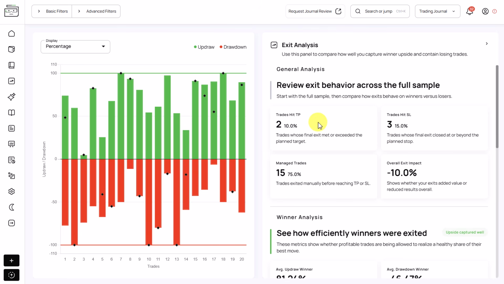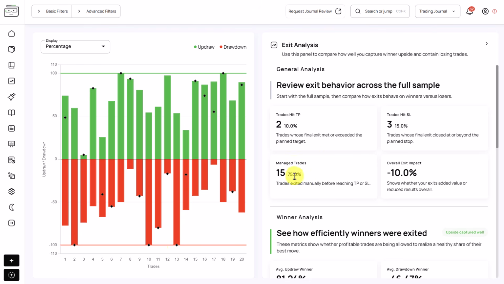So we have your general analysis. We have two trades that hit your take profit. Those are the trades where you can see the black diamond marker, which is your actual trade exit, is hitting this green horizontal line, which is your take profit. We have three trades where the trade was hit at a stop loss. Here you can see that the black diamond marker is at the red horizontal line. Those are the trades where the price hit the stop loss.